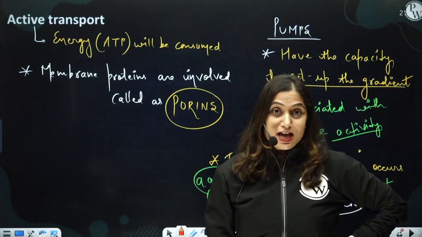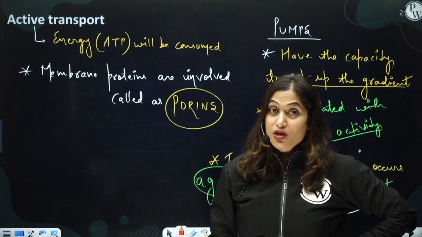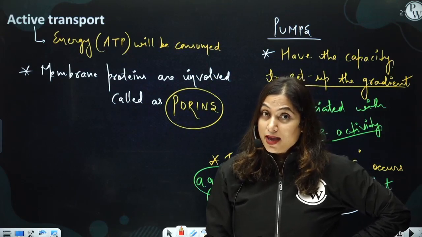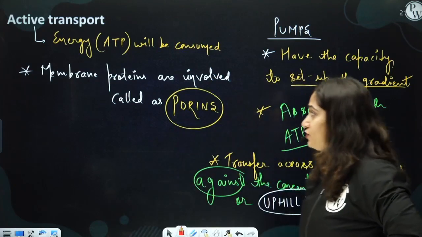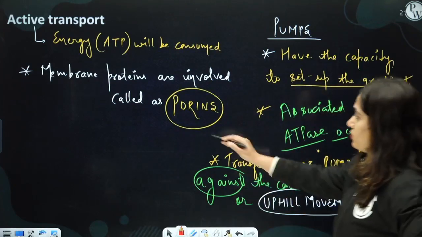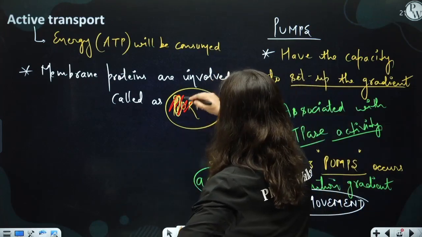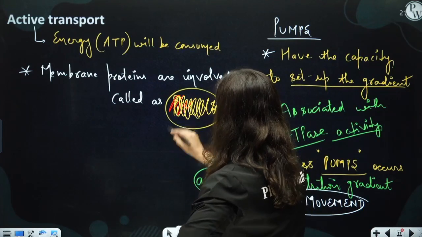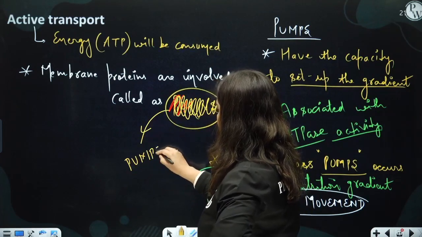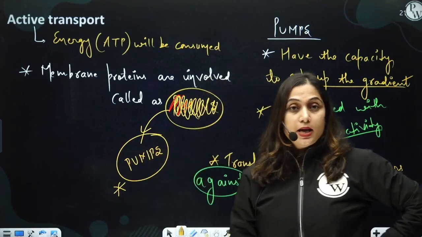Now the active transport. Obviously, active transport means energy will be required. Why? Because in this kind of transport, the membrane proteins are involved and they are called pumps.